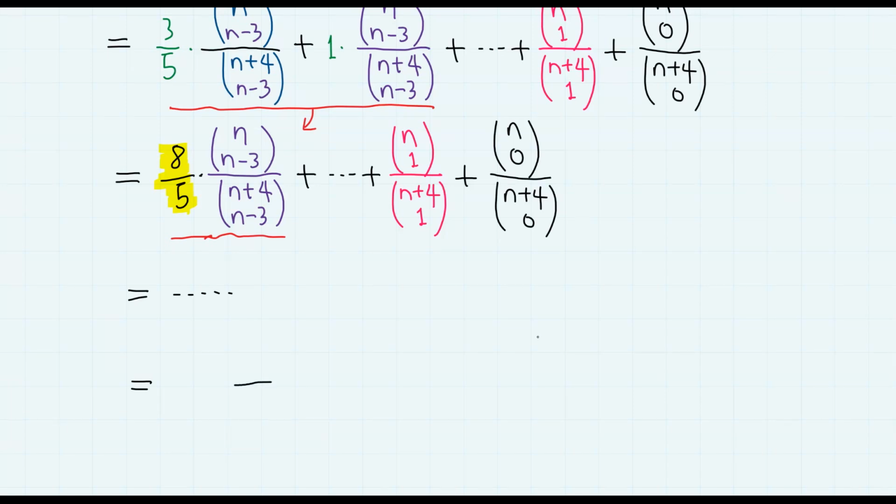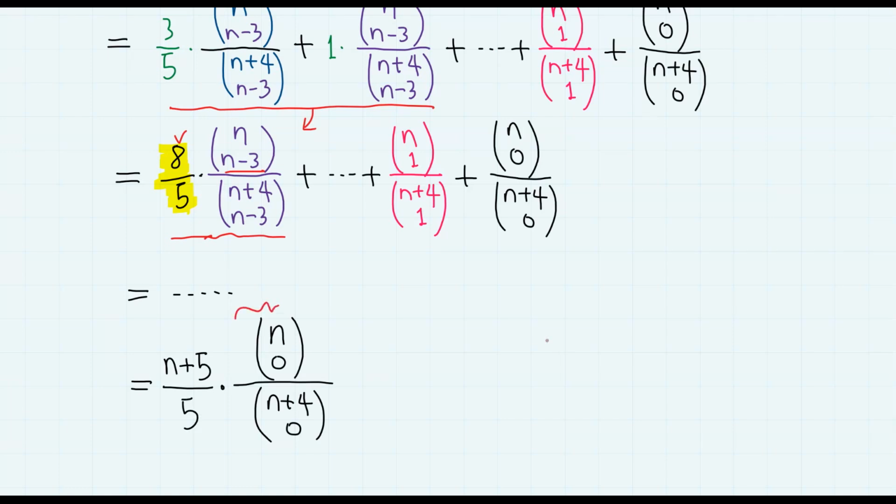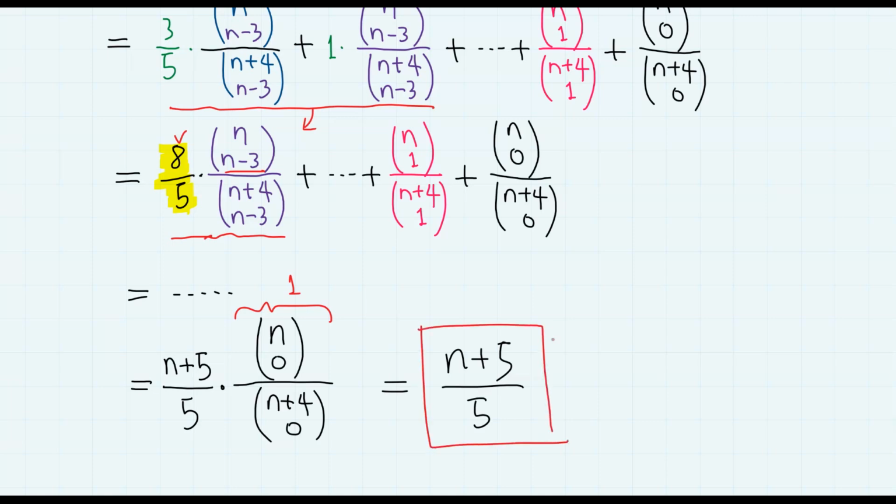After we reach the point where there is only a single term left, which must be n choose 0 divided by n plus 4 choose 0 term, then the multiplier would be, you see, 8 when n minus 3, 7 when n minus 2, 6 when n minus 1, and so on. So if the k part becomes 0, this part must be n plus 5, and the denominator stays at 5. And since this part is just 1, we obtain the result n plus 5 divided by 5.